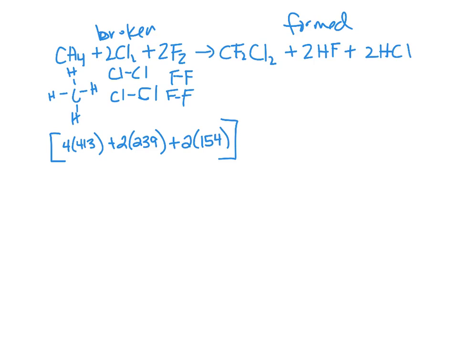Now I'm going to have to look at bonds formed. It's always broken minus formed. So I'm going to say this is going to be minus, and then I've got to figure out all my information for my product side, my formed side. So the CF2Cl2. If carbon's in a bond, you're going to find this will make more sense once we draw structures.